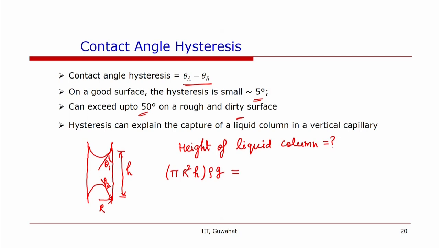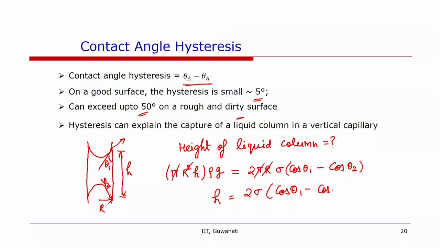the force in this direction, which will be 2 pi r sigma cos theta 1 minus 2 pi r sigma cos theta 2. So pi and r are cancelled, and we will have h is equal to 2 sigma, cos theta 1 minus cos theta 2, divided by rho g r.